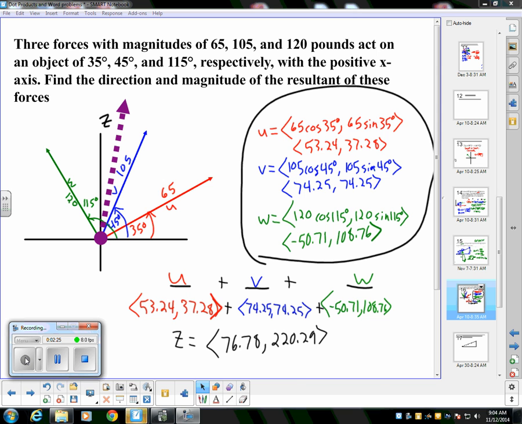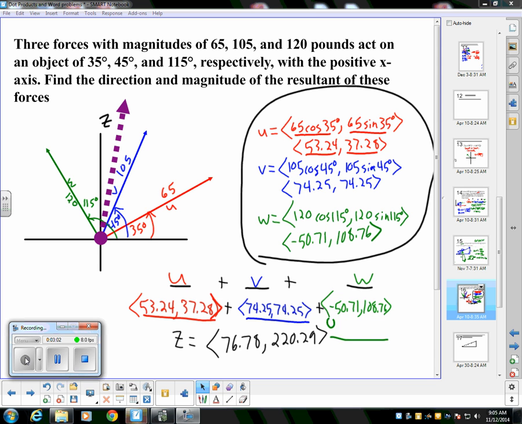So what I did was, for example, for vector U, this is the horizontal component, that's the vertical, and when I take 65 and multiply it times the cosine of 35 degrees, I get 53.24. And when I take 65 times the sine of 35 degrees, I get 37.28. And I did the same thing with vector V and vector W, and so I got my 3 vectors down here, and I wrote them out. This is vector U, this is vector V, and this is vector W. And yes, notice you have a negative right here, and that negative is fine. That's supposed to be there.